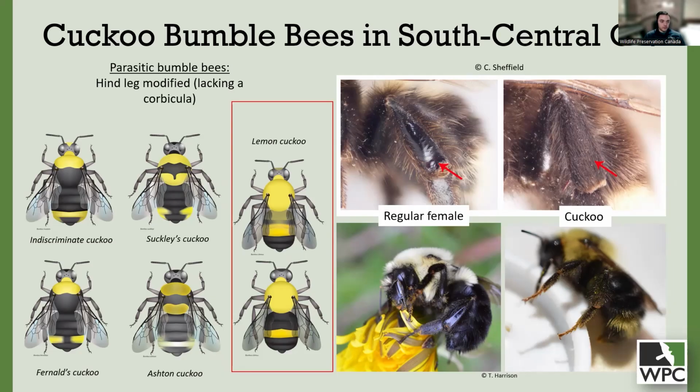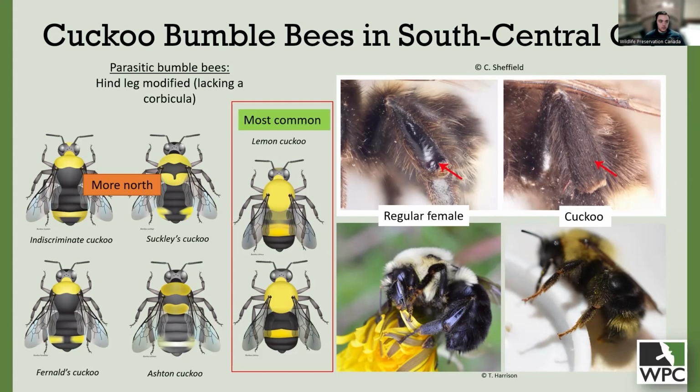You might also encounter the Fernald's cuckoo. It looks similar to the indiscriminate cuckoo, except we can see from the diagrams of the head here that the Fernald's cuckoo will have black hairs on the face, whereas the indiscriminate cuckoo will have yellow hairs on the face. Other than that, the thorax and abdomen are quite variable in these two species, so that would be the key differentiator to tell them apart. Suckley's cuckoo and the indiscriminate cuckoo are a little bit more north, so they might not be readily found depending on where you are, at least if you're in the same area as me. But again, if you are in South Central Ontario, the most common that you'd encounter is the lemon cuckoo.